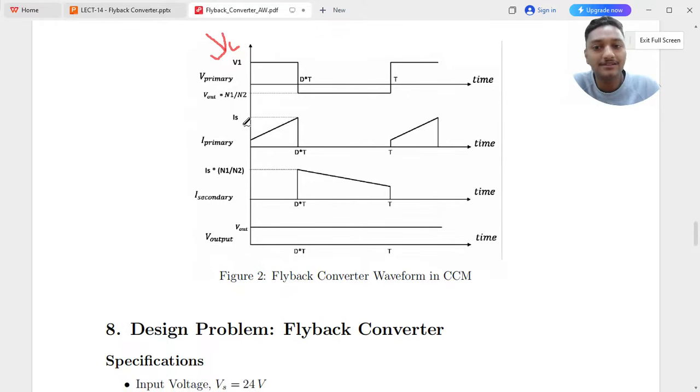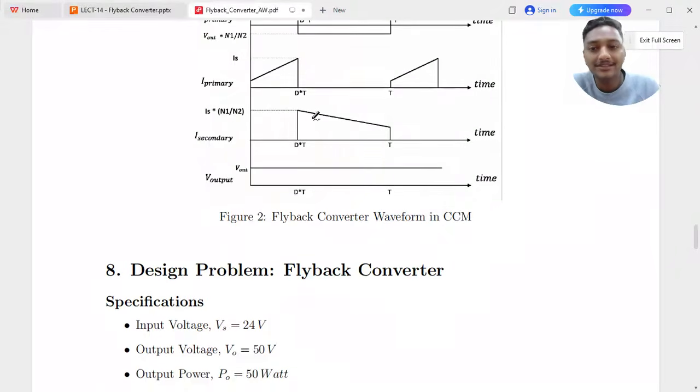Now what is the IS, the input current? It goes from some minimum value to some maximum value during the on time, and when the switch is off it is 0. This is reflected on the secondary as IS into N1 by N2. This is the secondary current, or we can say the diode current. When the switch is off, only then will the diode conduct, so from some maximum value it will go to some minimum value, and I always want my output to be a constant number, whatever the desired output I should have.